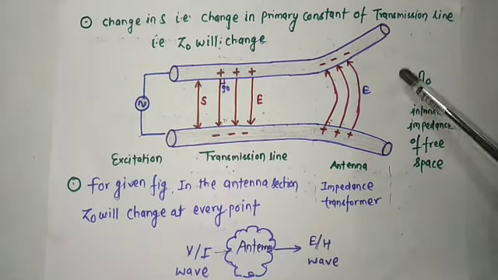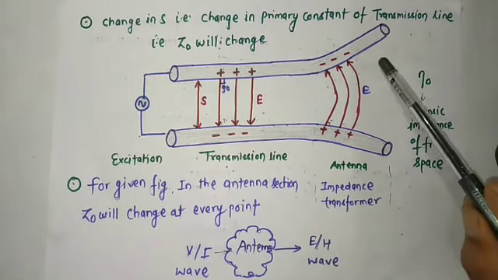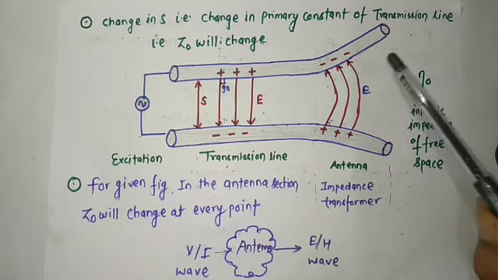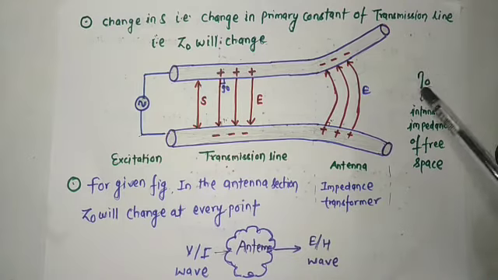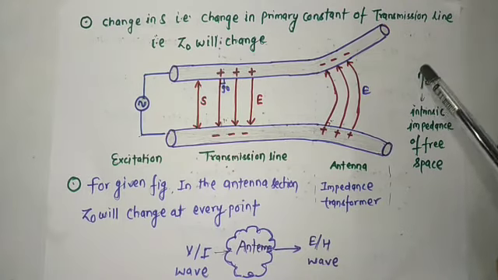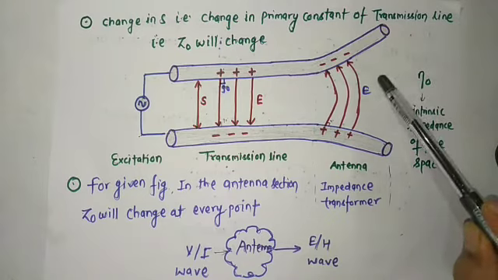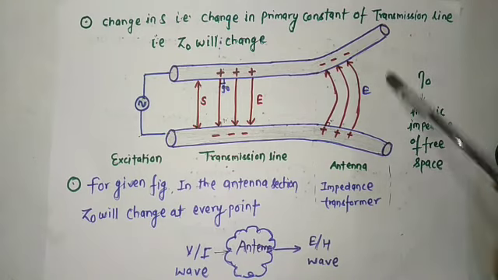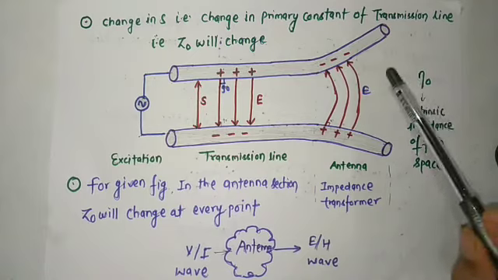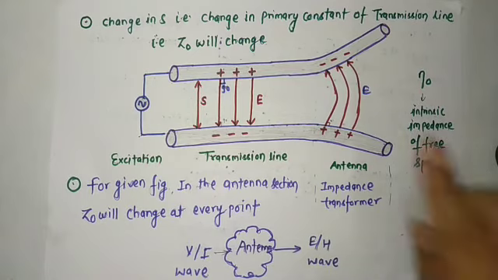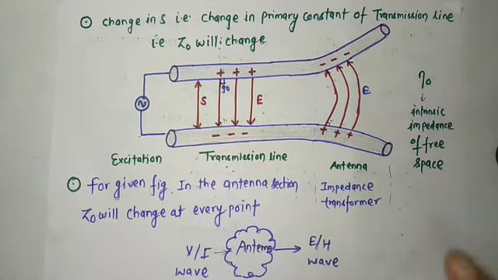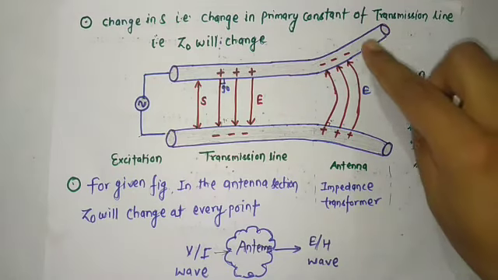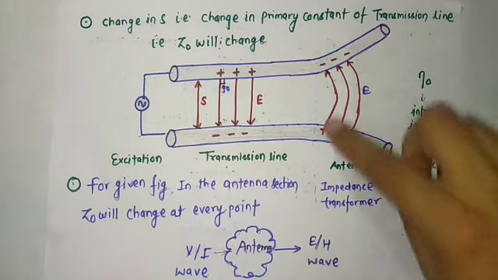At the end it may be possible that the characteristic impedance of the transmission line matches with the intrinsic impedance of the free space. Whenever intrinsic impedance matches with the characteristic impedance of the transmission line, then all the energy whatever exists here will be transferred to the free space. Means this structure will behave like an antenna.